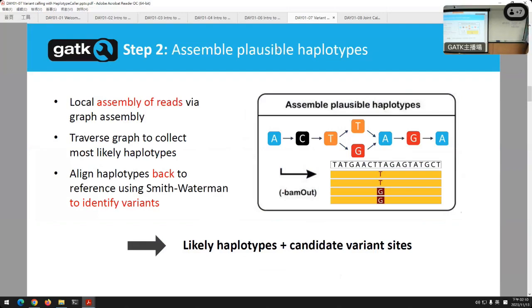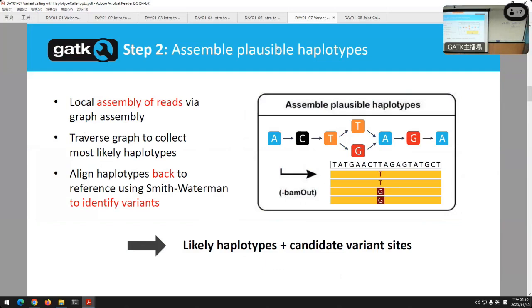Now assembly is different than alignment. Alignment says, I see a reference, and I'm going to try to find where in the reference it matches. Assembly says, I don't have a reference, I'm just going to try to find similar k-mers inside these reads. Okay?